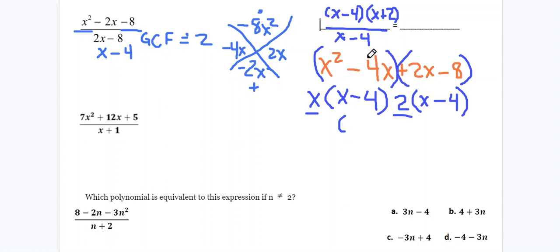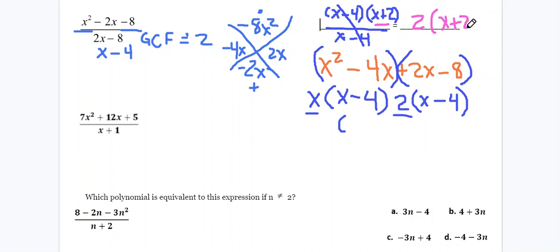All right, so what can cancel out here? Well, what can cancel out is the x minus 4s, right? So the x minus 4s would cancel out. And I factored out a 2, a GCF, right? So what's left over is my answer. So my answer here would be 2, because that was my GCF, and then my other factor, this x plus 2. And then that's my answer.